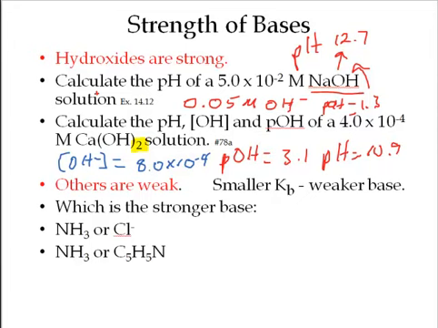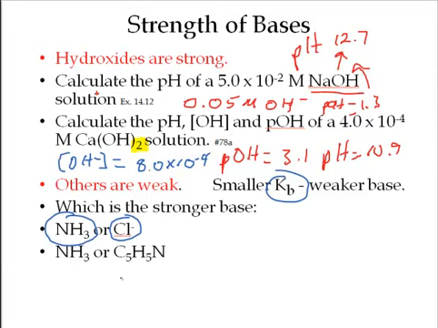Now, as far as all the other hydroxides, we consider them weak. They're going to have a small Kb, which makes them a weak base. And so now if we look at these two, which is the stronger base? Well, you know that this right here, which is the anion of a strong acid, has virtually no affinity whatsoever for H+. So this is the stronger base.